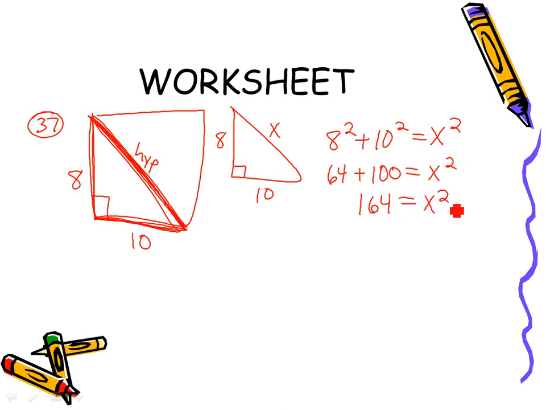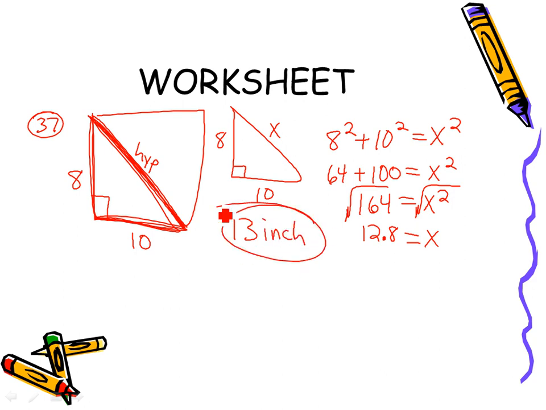When you grab your calculator, take the square root of both sides. Square root of x squared is just x. On your calculator, you hit second, square root, 164, close the parenthesis, and you get 12.8. They said it's rounded off to the nearest whole number. So in this case, that would be considered a 13-inch laptop.